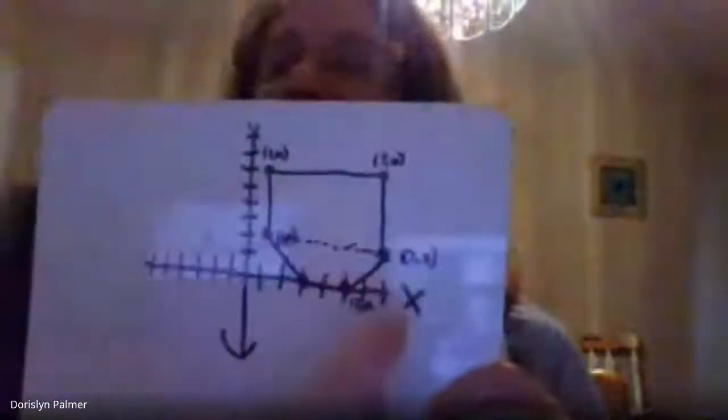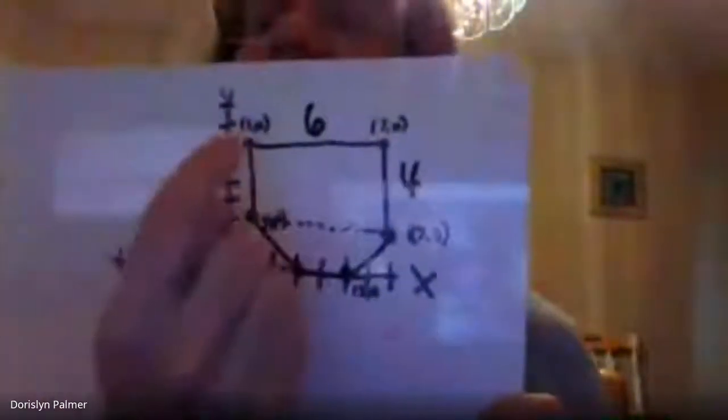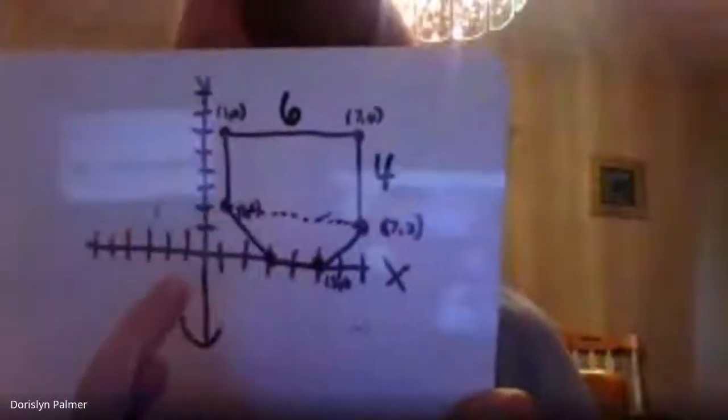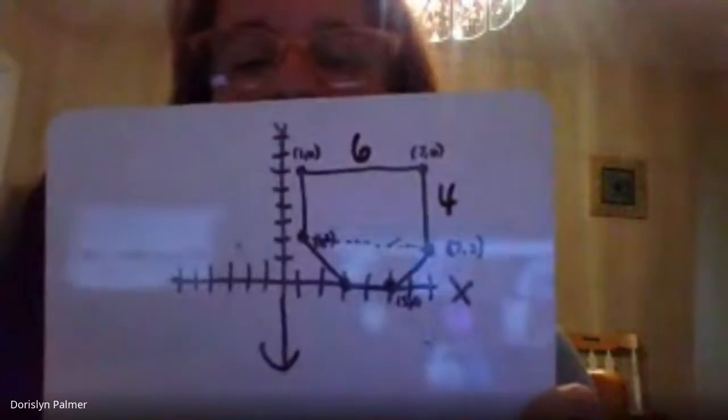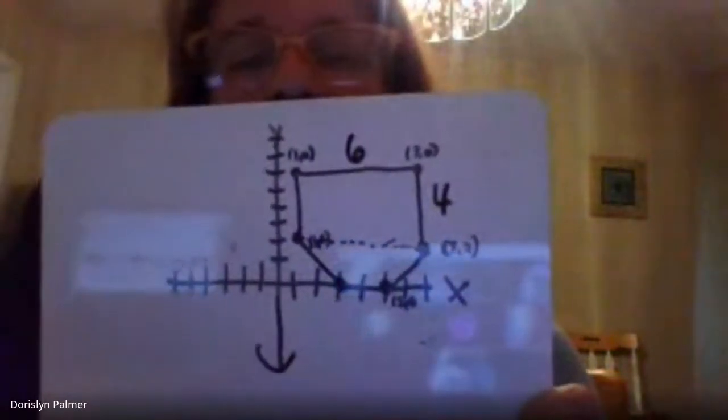So now you're using what you learned in the first module to see what is the length and the width of this rectangle. Well, the length, I count my spots, and it looks like my length is 6. And my width is 4. So my rectangle has a length of 6 and a width of 4. What's the area of that rectangle? Serena? 24. Good, 24.